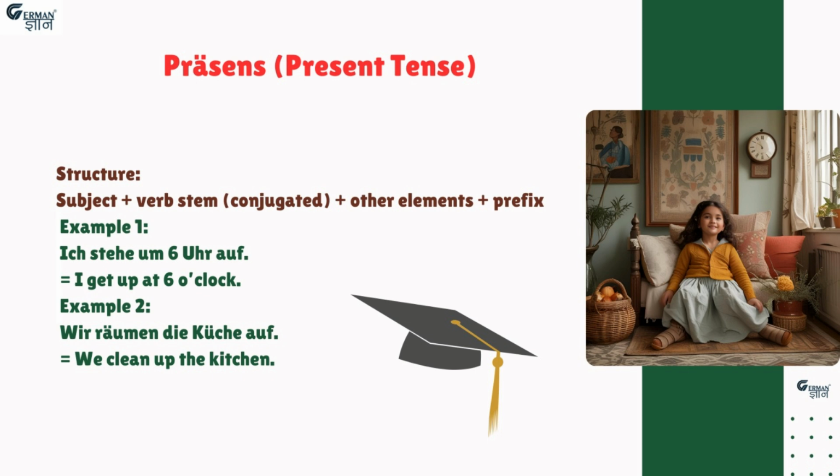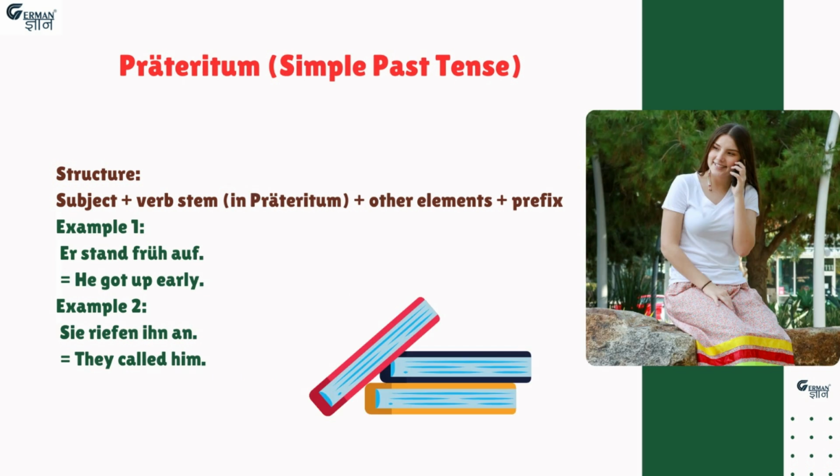In this sentence, aufräumen is the verb. Again, auf is at the end of the sentence because it is a prefix, and räumen gets conjugated according to the subject. Second is the Präteritum tense. Now always remember, the sentence structure in Präteritum tense is the same as the sentence structure in Präsens. That means here also the structure will be the same, but you only have to change one thing, that is the conjugation of the verb in Präteritum tense.